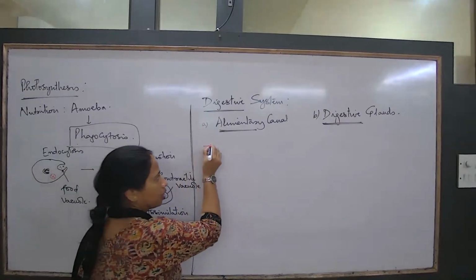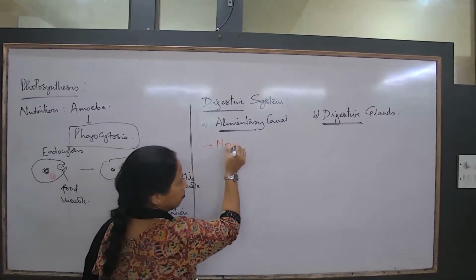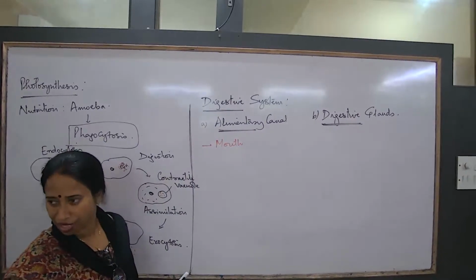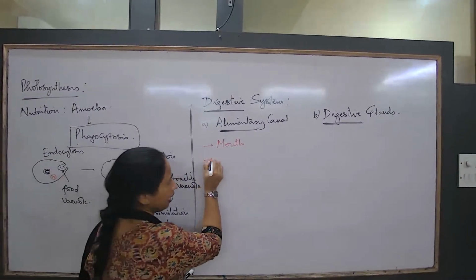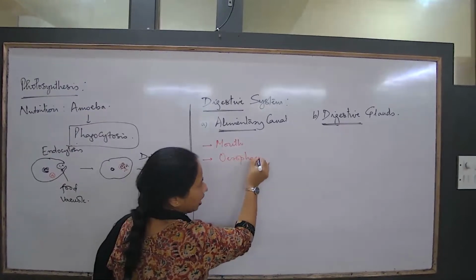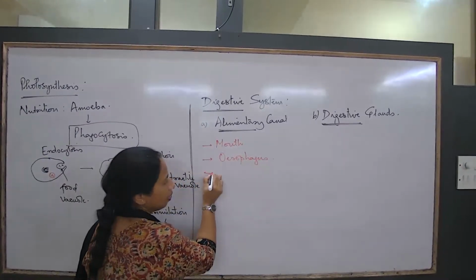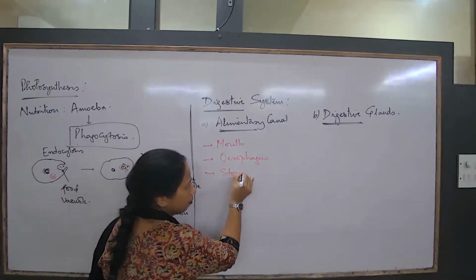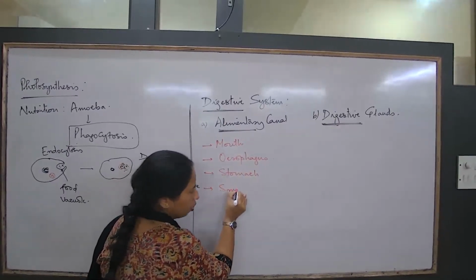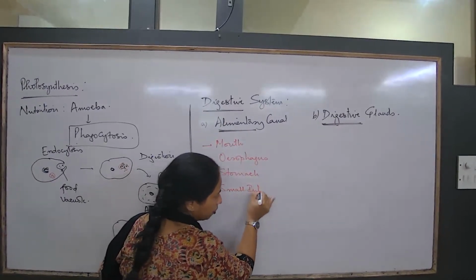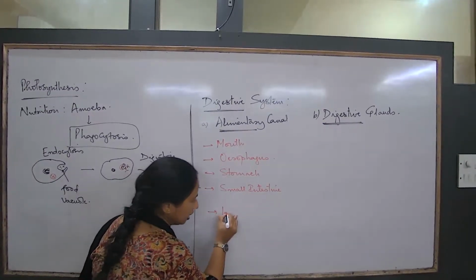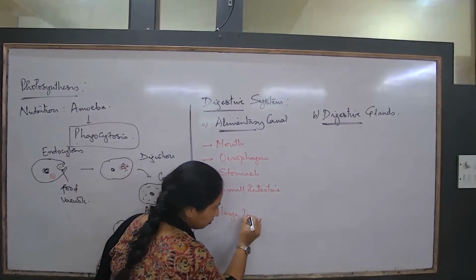In the alimentary canal the parts would be the mouth, also known as the buccal cavity or oral cavity. Next is the food pipe, also known as the esophagus. Third is a major part known as the stomach. Fourth is the small intestine, where exactly the process of digestion takes place. And fifth is the large intestine.